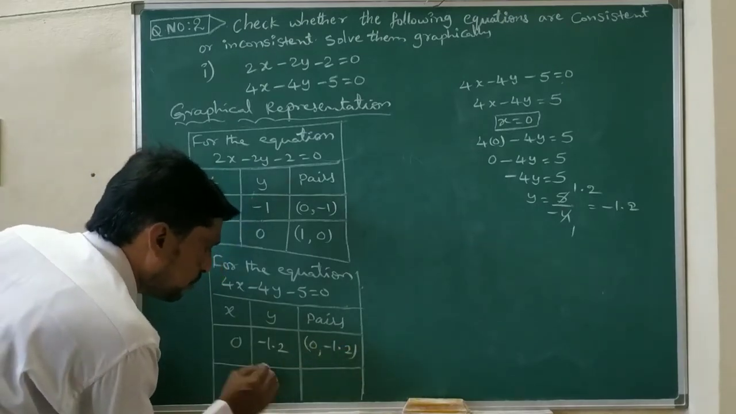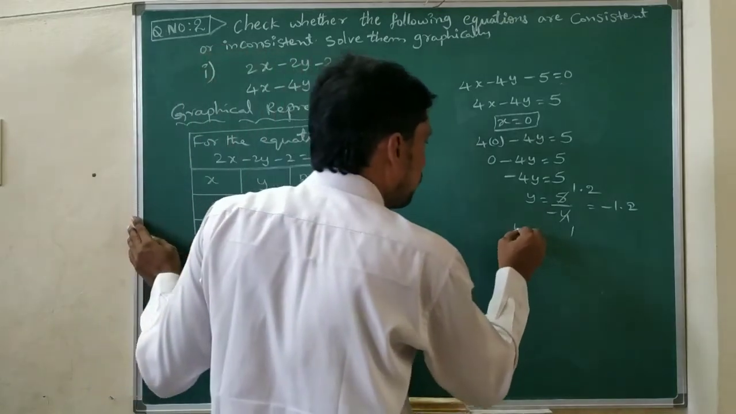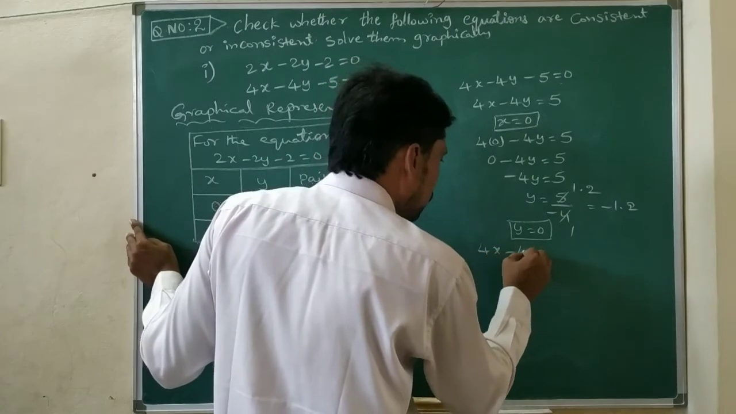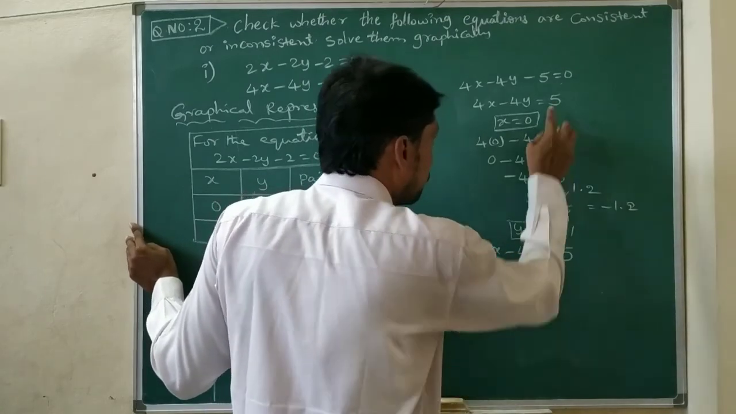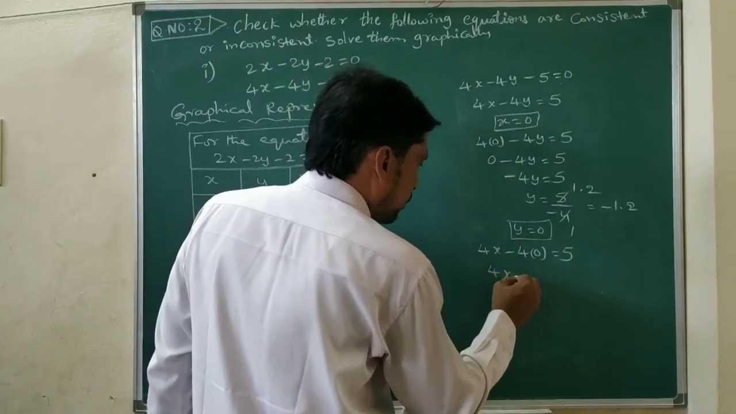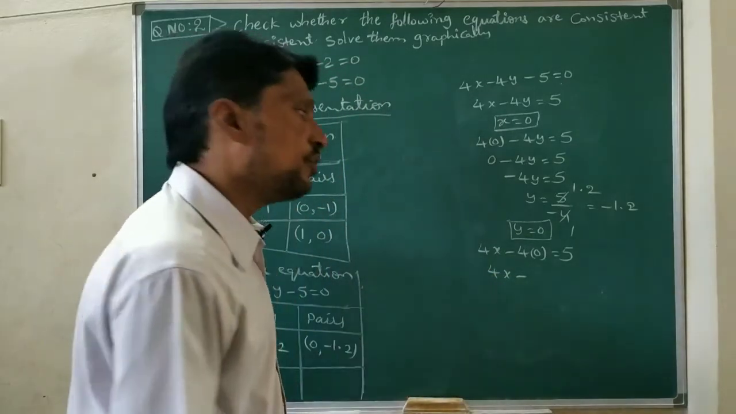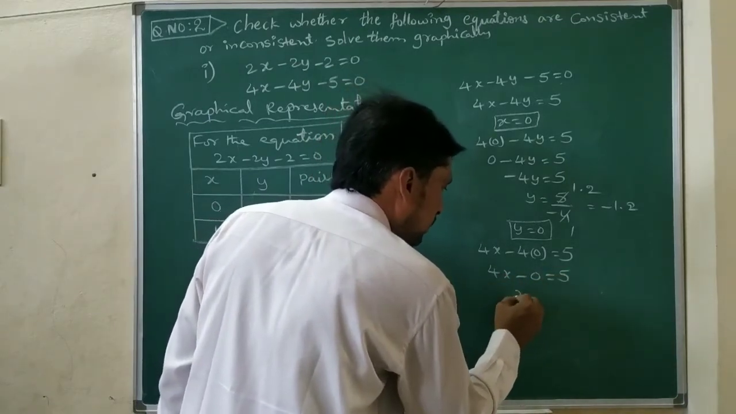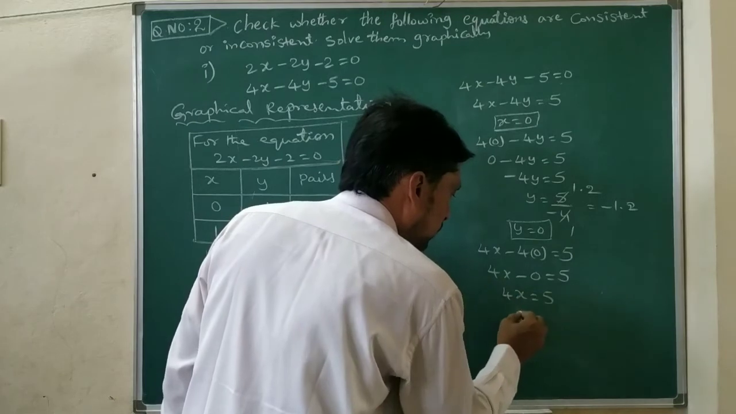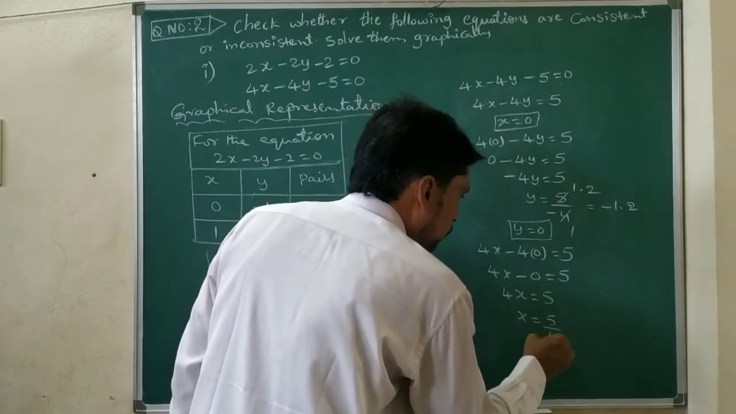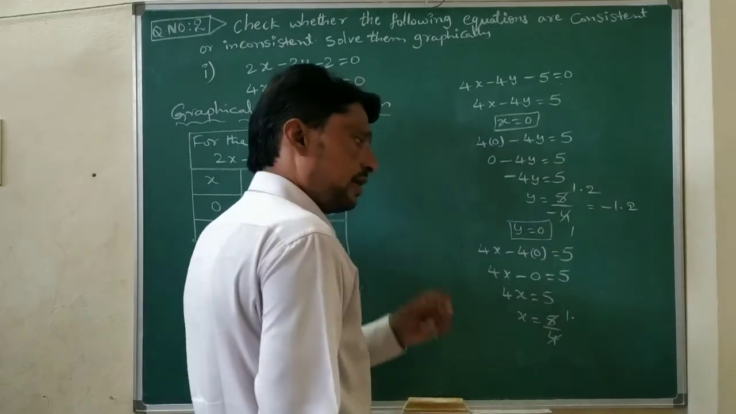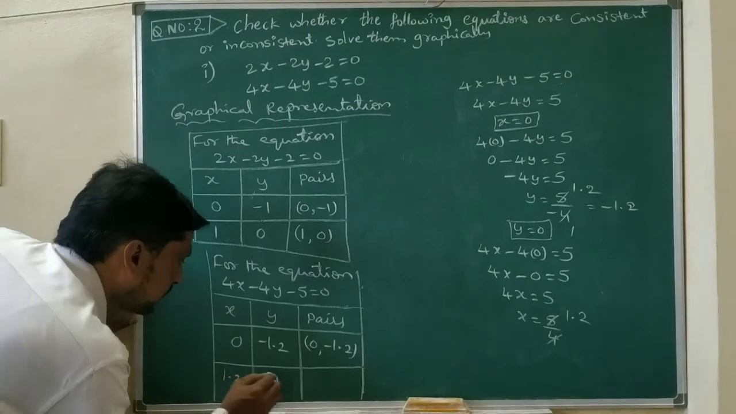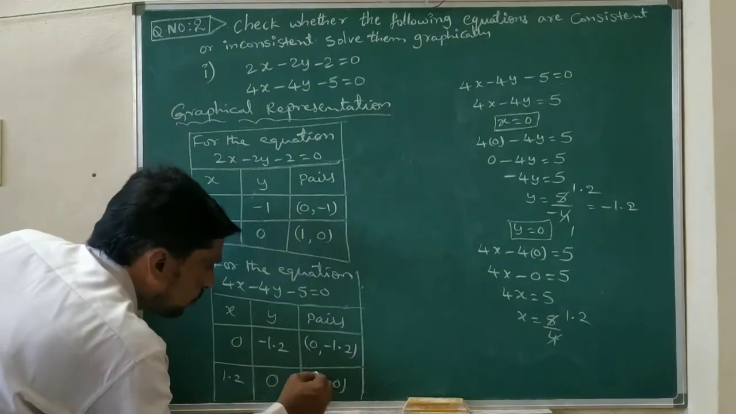Next, the y value you can take 0. Putting y value 0, we have 4x minus 4 into 0 equal 5. 4 into 0 value is 0, so 4x minus 0, that is 4x only equal 5. x equal 5 by 4. 4 ones are 4, 1 remained, point means it will be 10, 4 twos are 8, that equals 1.2 we are getting. So 1.2 comma 0.